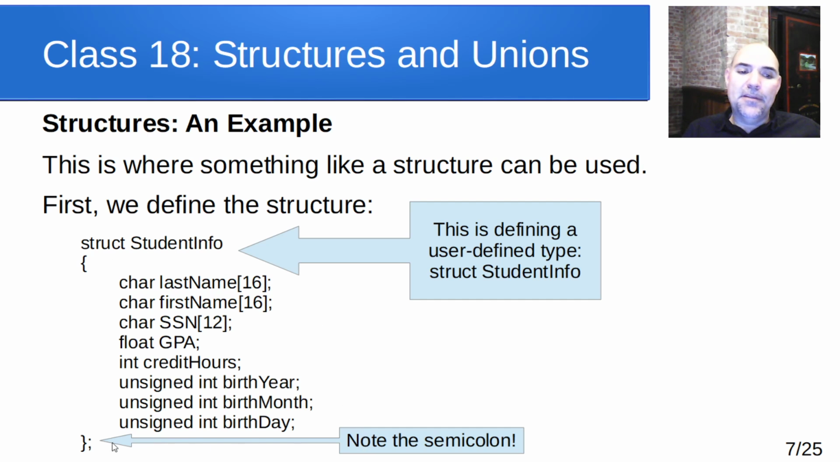And note down here that this is a little bit different, in that there's a semicolon at the end of this, unlike with functions and other things. The semicolon is needed because this is a statement, just like declaring anything else or any other code that you write. So we need that semicolon there because this ends the structure definition statement. That looks a little bit different than other things we've seen, but note that you need that semicolon there.